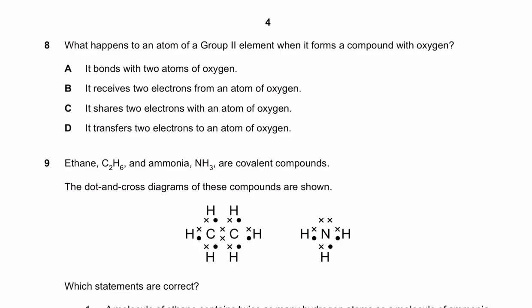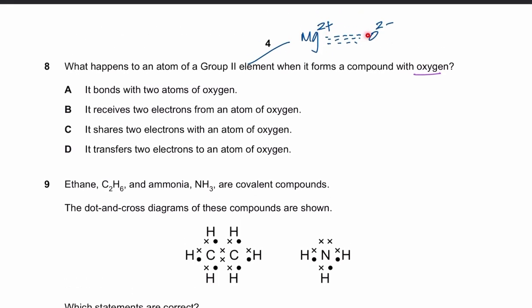Okay? What happens to an atom of a group 2 element when it forms a compound with oxygen? Obviously a group 2 element would be a metal. Let's suppose we take magnesium as an example and want to form a compound with oxygen. It will make an ionic compound because an ionic bond would be formed. Magnesium is going to lose 2 electrons, the oxygen is going to gain those 2 electrons, and there's going to be a strong electrostatic force of attraction which would hold these two oppositely charged ions in place.